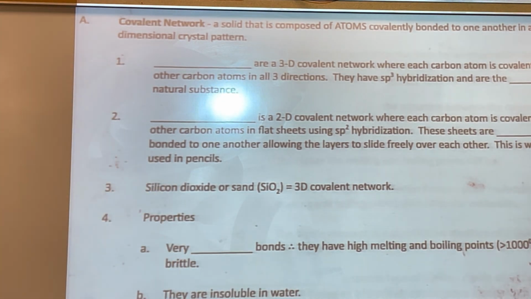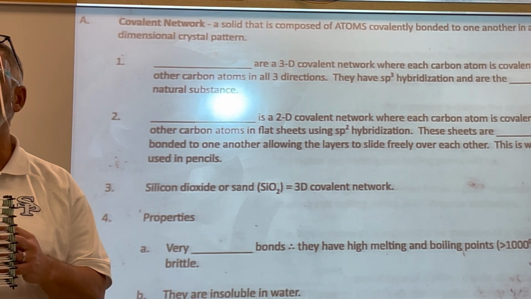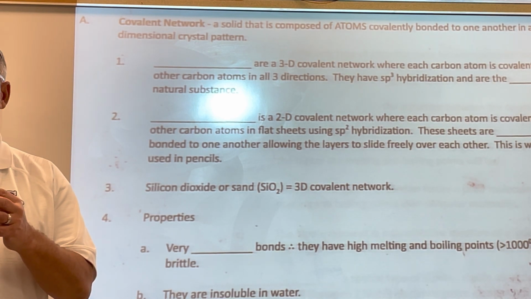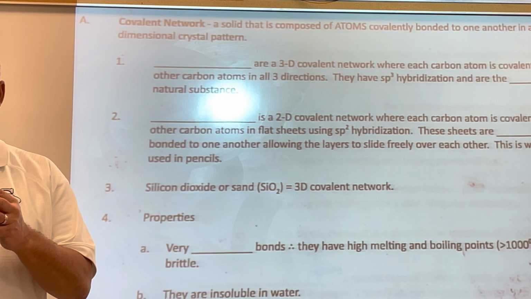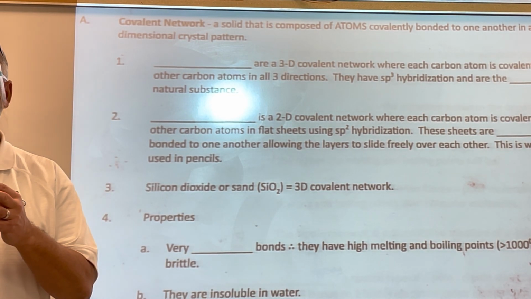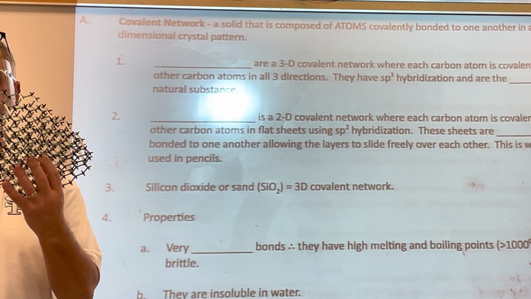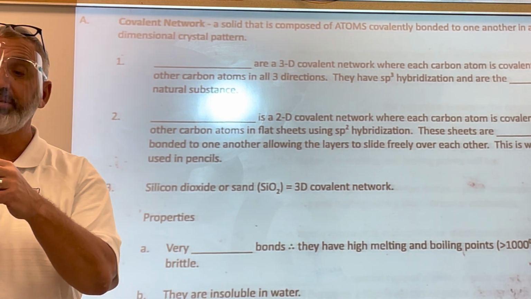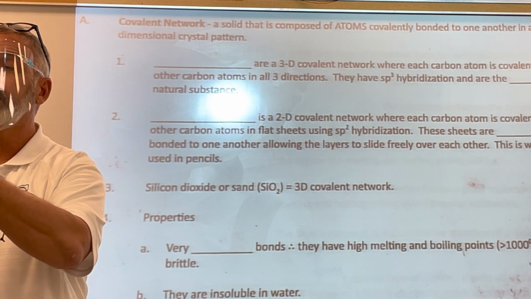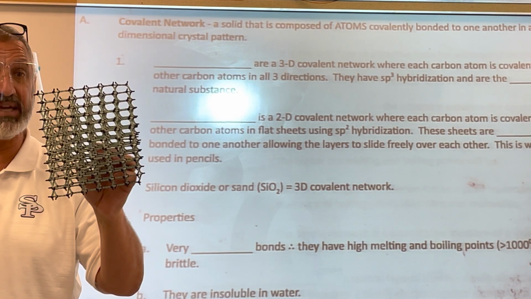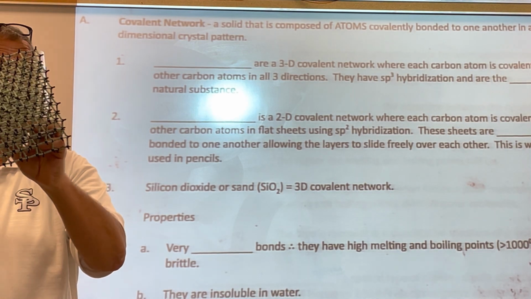The second one is your pencil lead, which has never, ever been made out of lead. It's made out of graphite. What is graphite made out of? You know what element it is? It's pure carbon. This is a 2-dimensional covalent network. Notice that each carbon now is only bonded to 3 other carbons. This is sp2 hybridization, giving us trigonal planar arrangement.